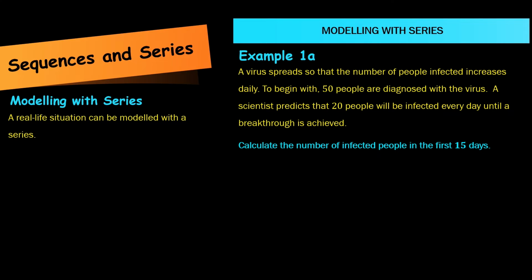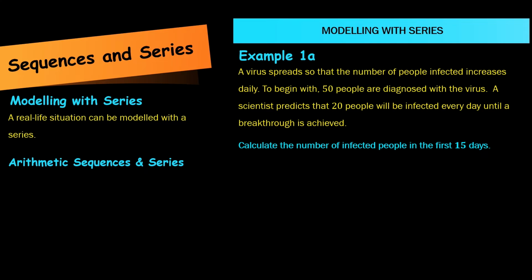So let's take a look at part A first. We have a virus which spreads so that the number of people infected increases daily. To begin with, 50 people are diagnosed with the virus. A scientist predicts that 20 people will be infected every day until a breakthrough is achieved. Calculate the number of infected people in the first 15 days.